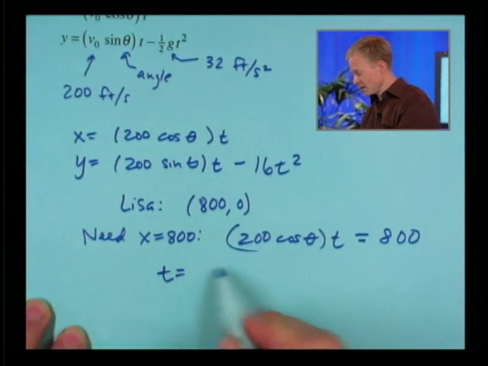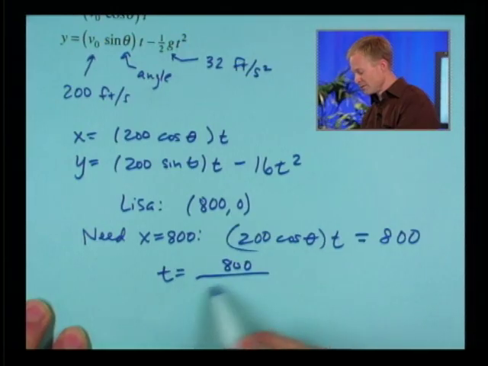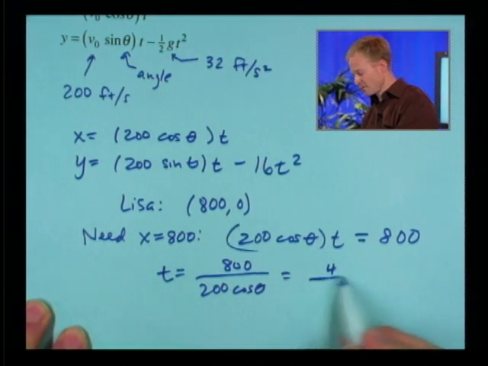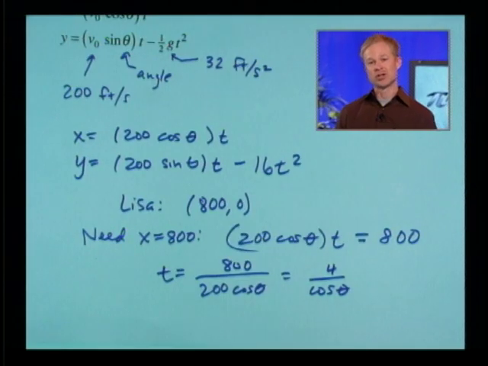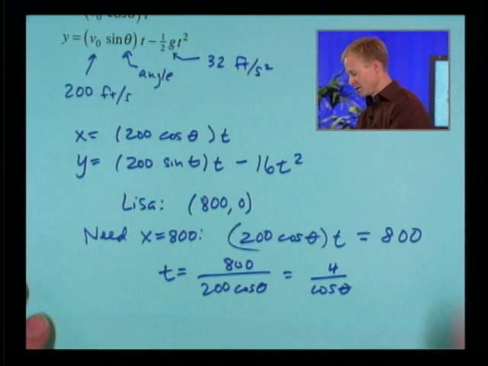I'm just going to move things around a little bit. So I've got 800 over 200 cosine theta, and I'll reduce that. It's just 4 over cosine theta. And that's equivalent to t. This is the time at which we would reach our target, if you will. I'm going to place that in the second equation so we can see what's going to happen here.